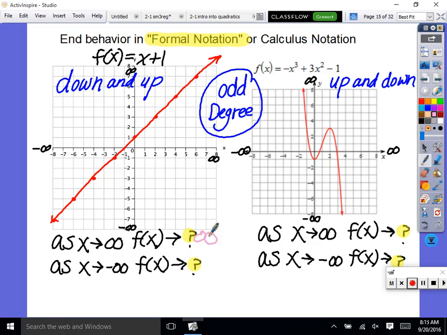As x is growing to negative infinity, where's the function growing to? Negative infinity. Are we all seeing it? Okay, let's do this one. It's an odd degree. It's negative, so it's up and down, just like a negative facing line. So as x is approaching positive infinity, where's my function approaching? Negative infinity. As x is approaching negative infinity, where's my function growing? Positive infinity. Okay, awesome. Okay, sweet.